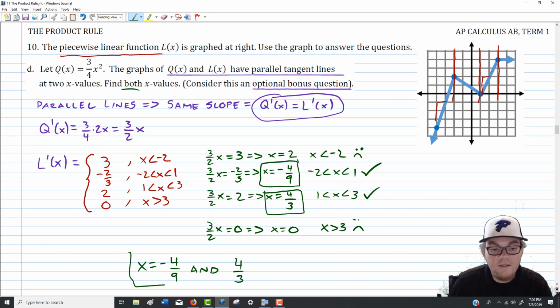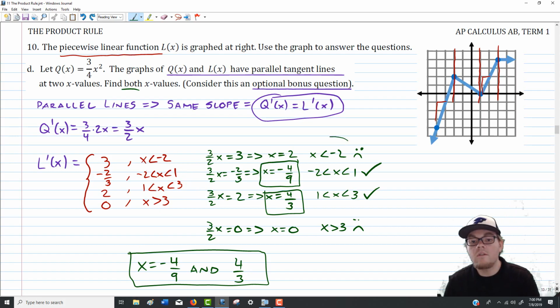And again, this is a tough question, especially because you have to construct the piecewise function for L prime. You have to set a bunch of equations equal to each other and check domains. This is a question where I really feel like I've outdone myself and come up with something creative.